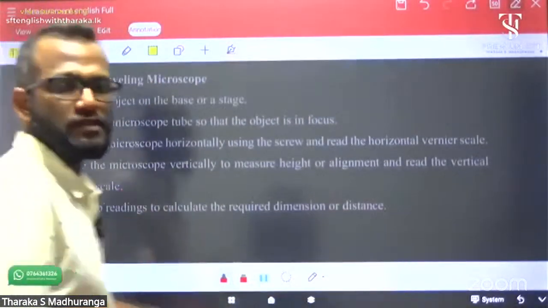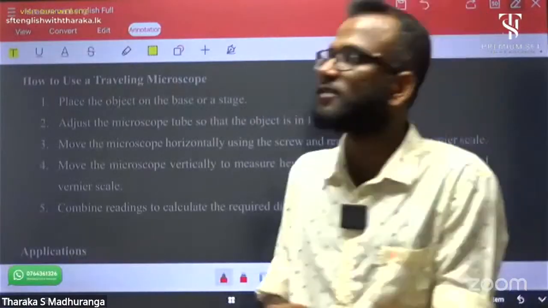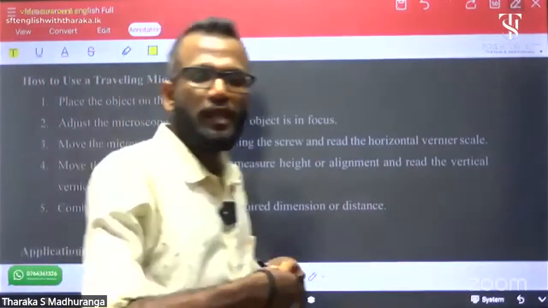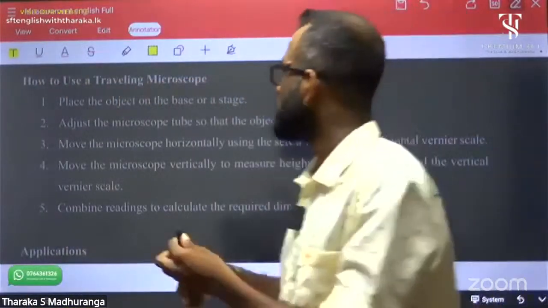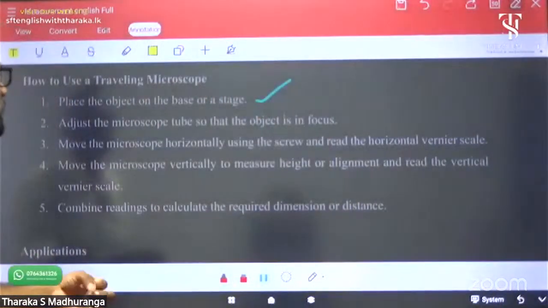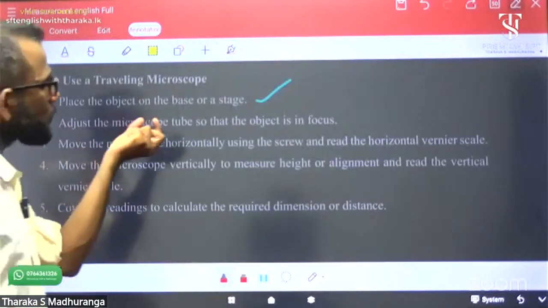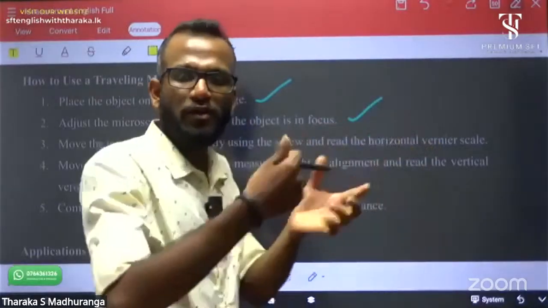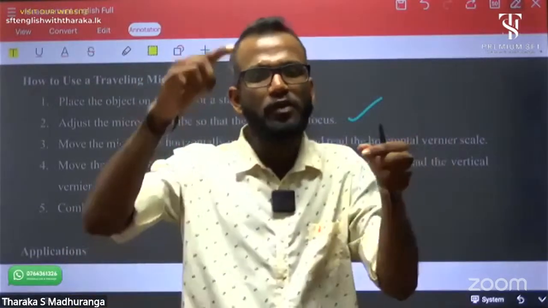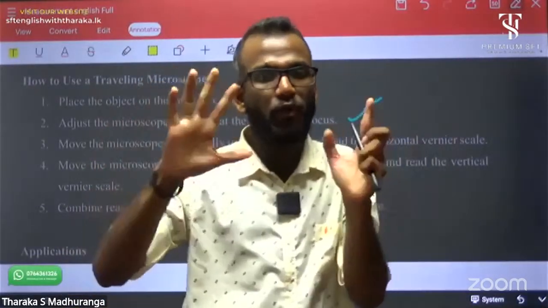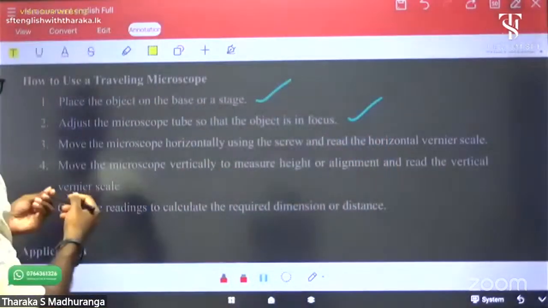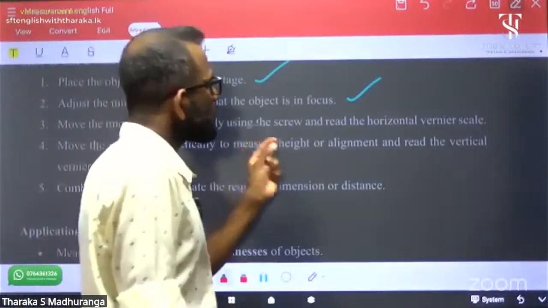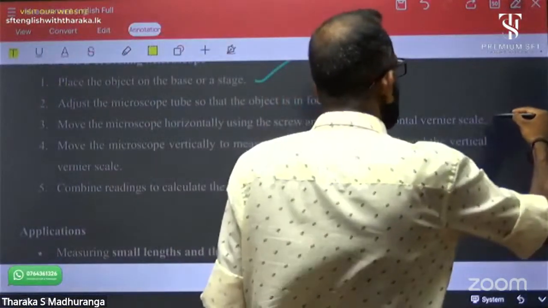Okay, how to use this traveling microscope? What are the steps? Now you already know. Place the object on the stage. Adjust the microscope tube so that the object is in focus. Focus means we can clearly observe these cross lines. Okay, that's the focus stage. Move the microscope horizontally using the screw and read the horizontal vernier scale.